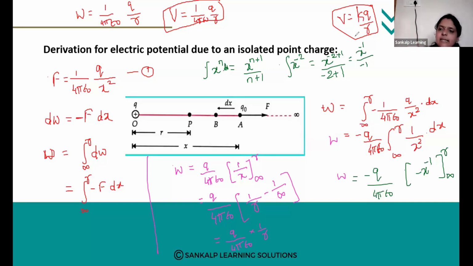So what did we do next step, equation 2 will be what? The work done. Work done is equal to force into displacement. A negative sign comes. So the negative sign indicates that here the work done and the electric field both are in the opposite direction. So therefore we have the negative sign.